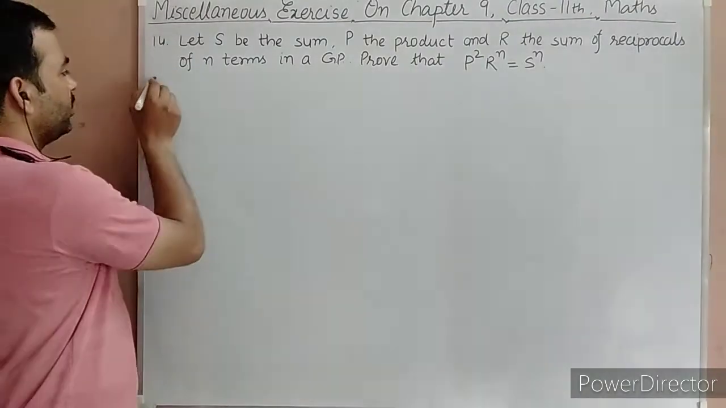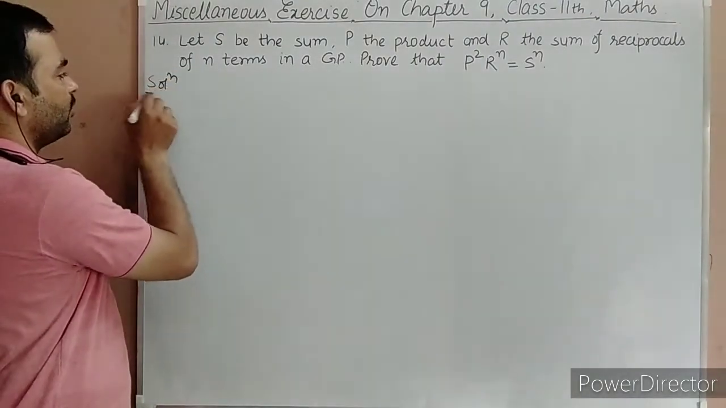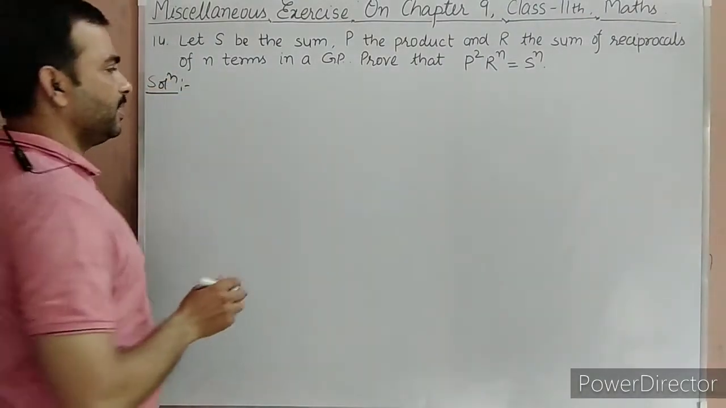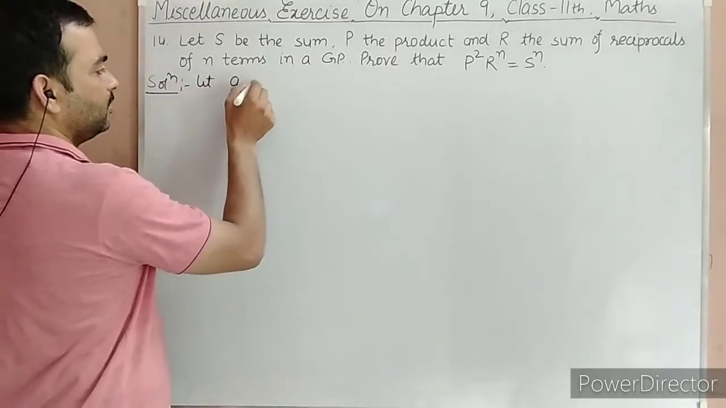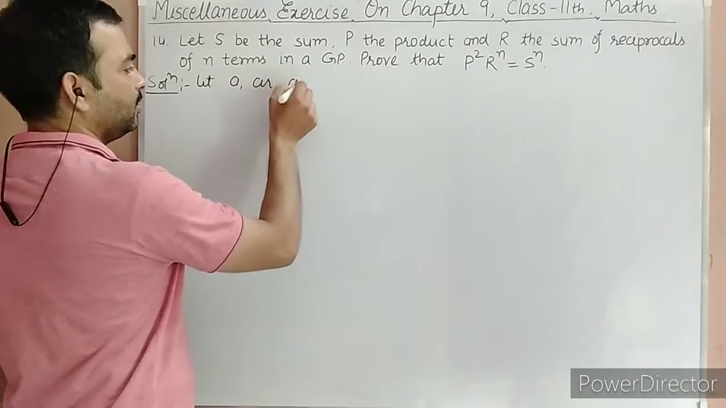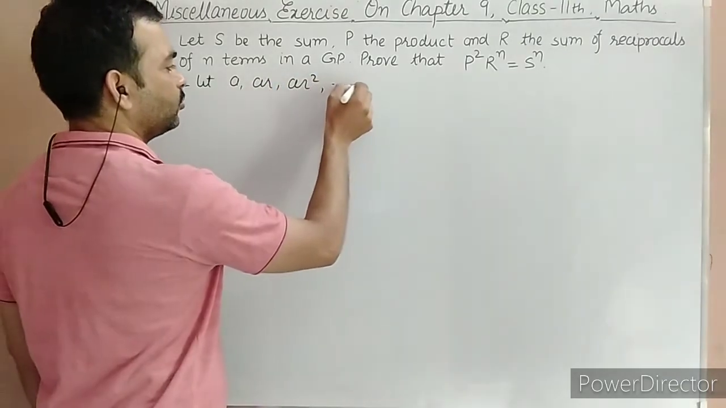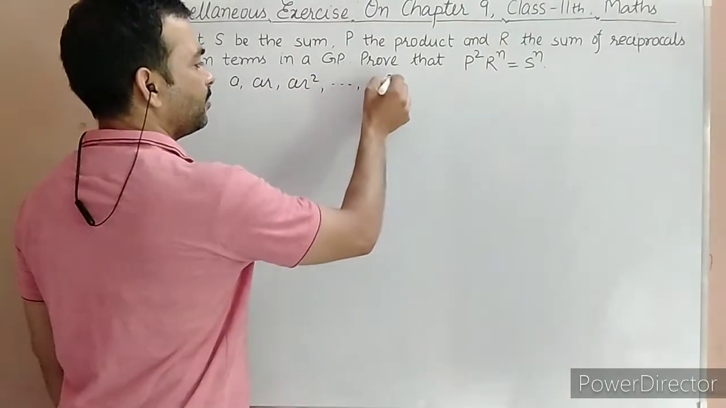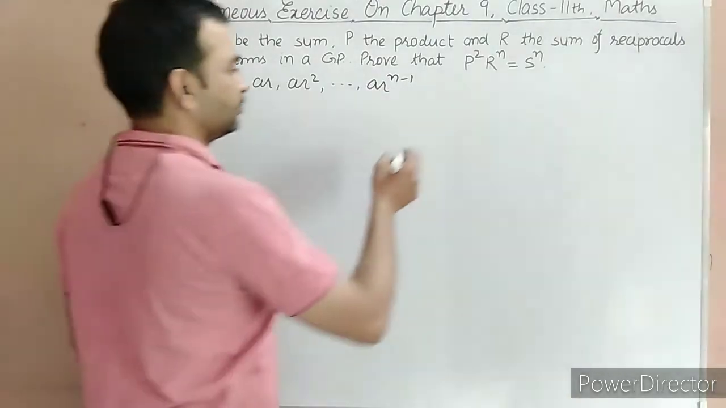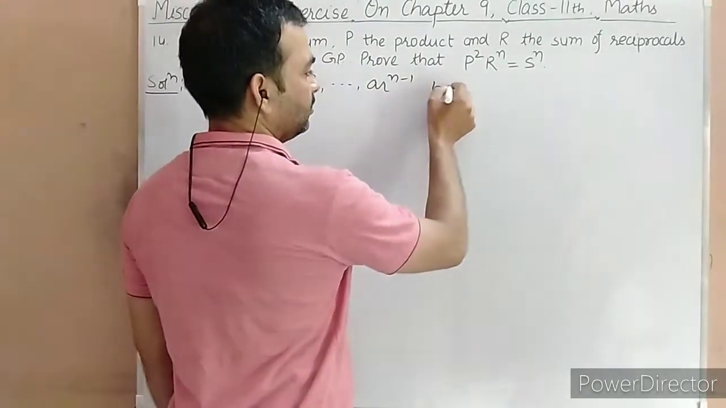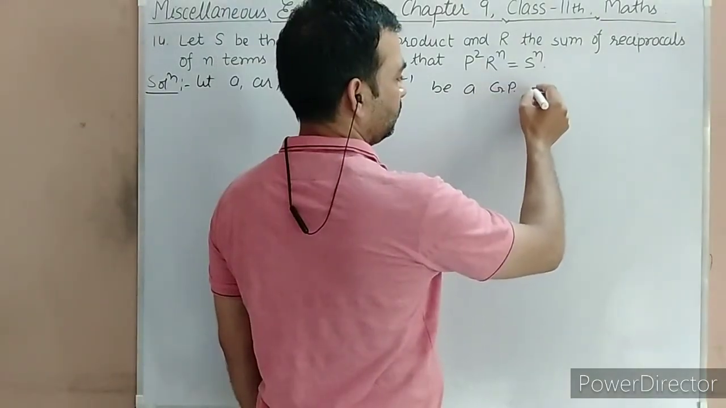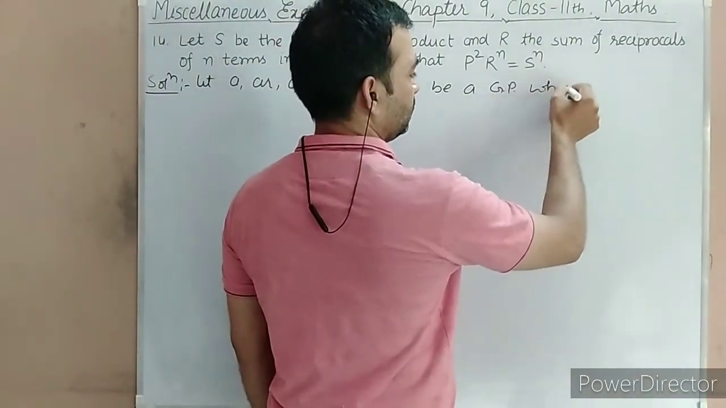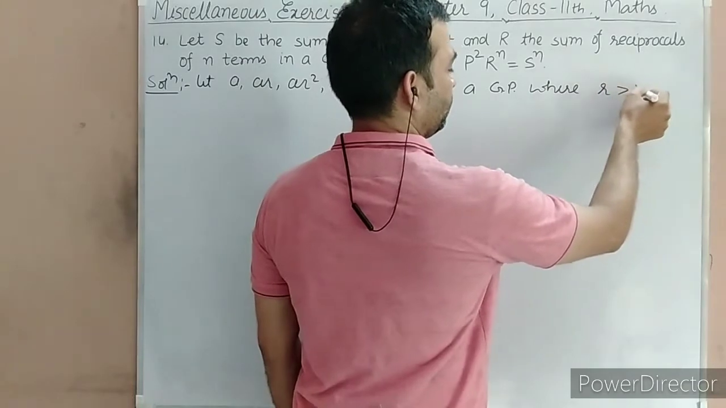So its solution. First of all, we have to consider a GP. Let a, ar, ar square, and so on up to ar power n minus 1 be a GP, where r is greater than 1. We can assume.